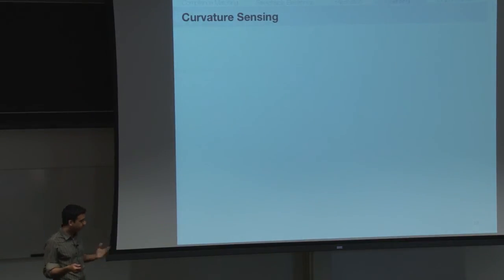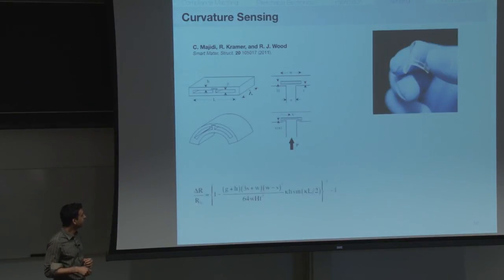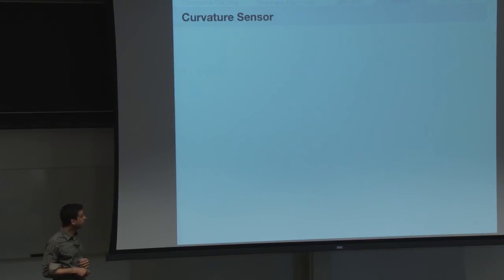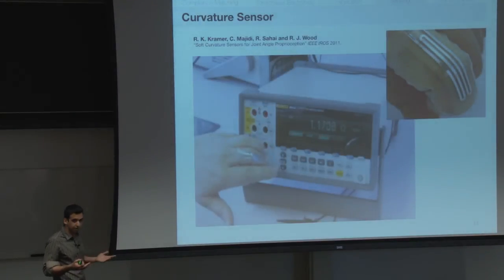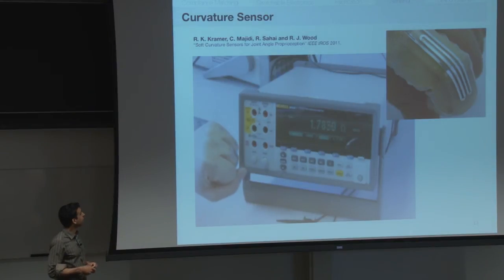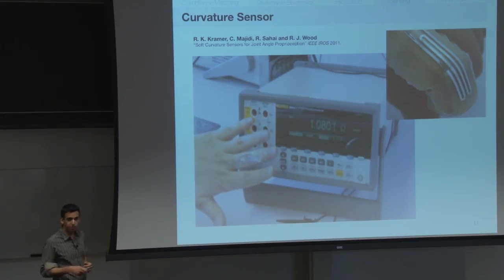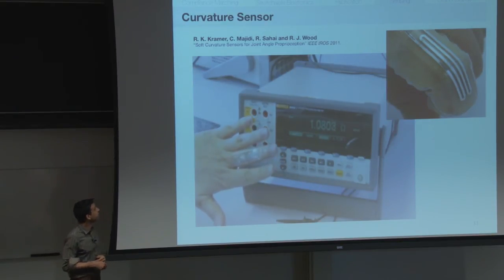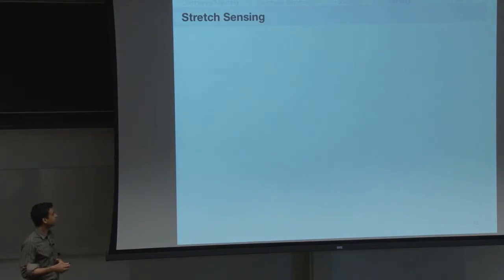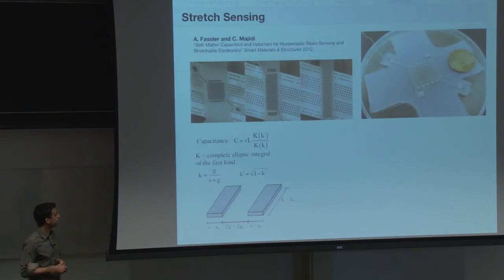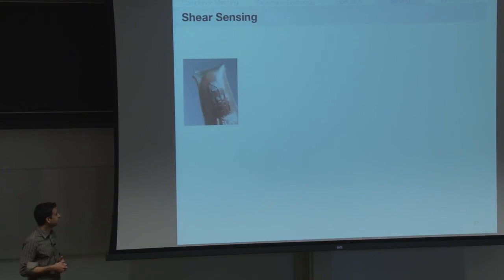Also, just redesigning these microfluidic channels, we can also measure a bending curvature. Again, fairly reasonable agreement between theory and the experiment. And one natural application of that could be, say, a finger joint sensor. Okay, so again, elastic deformation, in this case, bending curvature maps to some relative change in electric resistance. Stretch sensing, either through capacitance or changes in resistance, and then shear sensing.